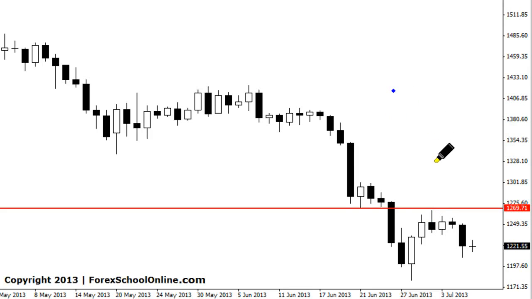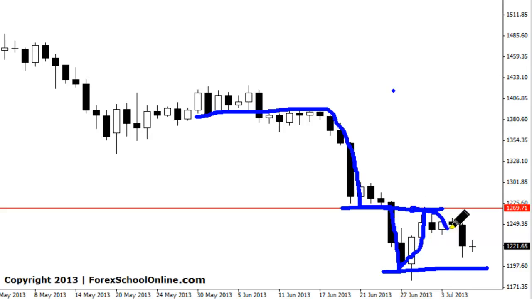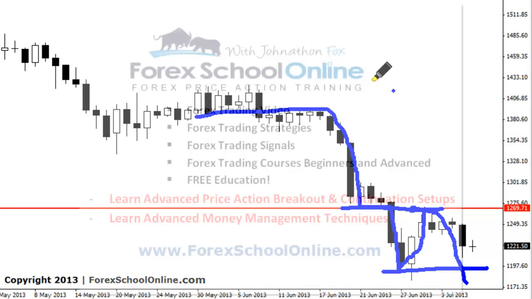I just wanted to bring it up to show you a logical example, so that next time you see this pattern form, you know how to look for it. This is a very high probability pattern to work out. You'll target the lows, and it's a very high probability pattern. It's with the trend, and it forms in the Forex market time and time again.